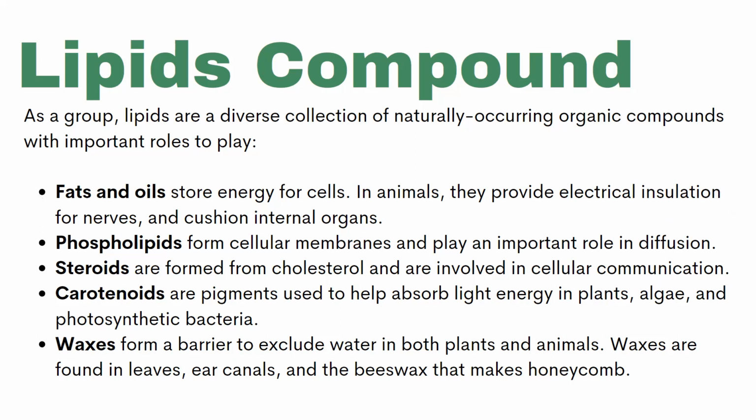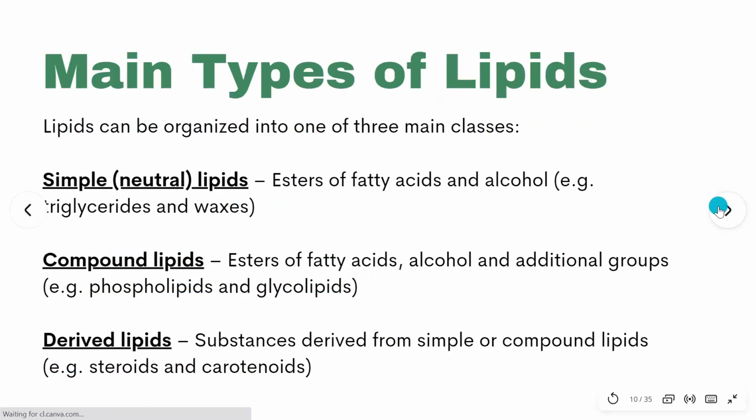The steroids are formed from cholesterol and are involved in cellular communication. The carotenoids are pigments used to help absorb light energy in plants, algae, and photosynthetic bacteria. The waxes form a barrier to exclude water in both plants and animals. Waxes are found in leaves, ear canals, and beeswax that makes honeycomb. So there are main types of lipids.